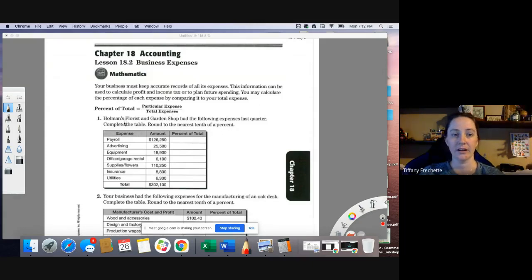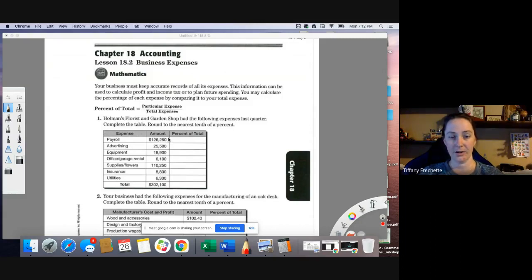We have Holman's Florist and Garden Shop had the following expenses last quarter. Complete the table. Round to the nearest 1/10%. So we have payroll, advertising, equipment, office/garage rental, supplies/flowers, insurance, and utilities. And we have a total of $302,100.